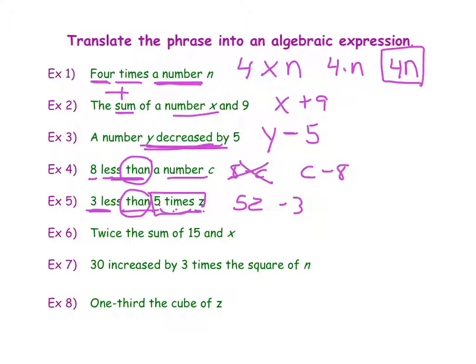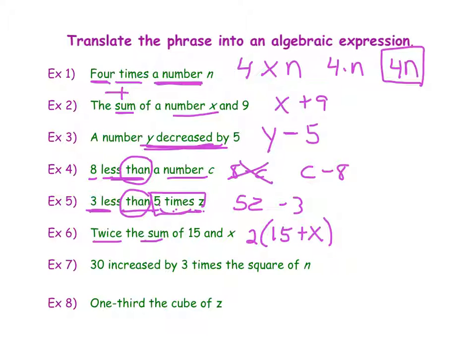All right, 6, twice the sum of 15 and x. Now notice it's twice the sum. So that means I have to add 15 plus x first, and then I'm going to multiply it by 2. So that means I need parentheses here and a 2. So twice the sum of 15 and x.